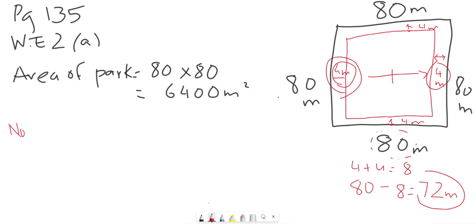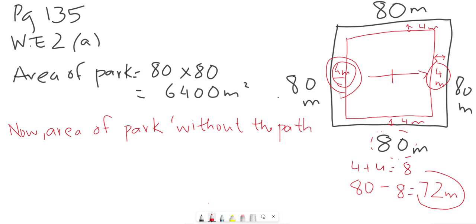Now, area of park without the path, which is the path running around it with 4-meter length, is equal to 72 multiplied by 72 equals 5184 meter.